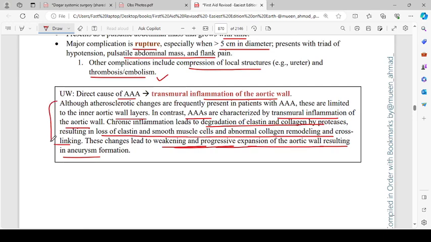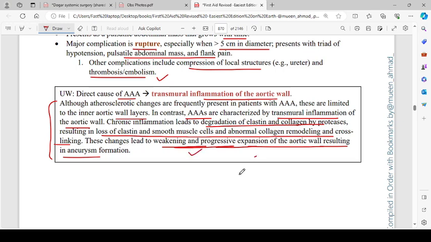I would like to read it. Although the atherosclerosis changes are frequently present in the patient with abdominal aortic aneurysm, they are limited to the inner aortic walls. In contrast, abdominal aortic aneurysms are characterized by the transmural inflammation of the aortic wall. Chronic inflammation will lead to degradation of elastin and collagen fibers by the proteases, resulting in the loss of elastin and smooth muscle cells and abnormal collagen remodeling and cross-linking. Okay, these changes lead to weakening and progressive expansion.